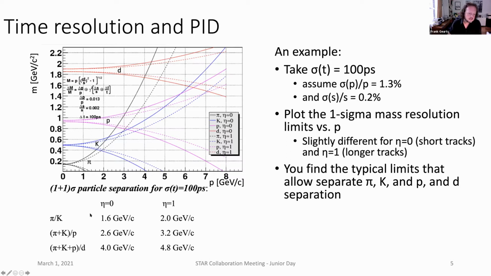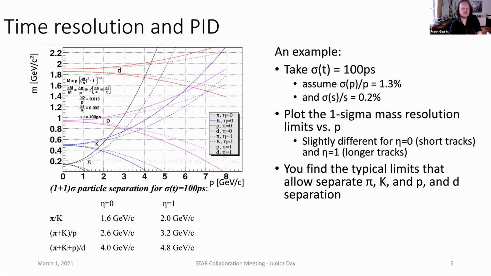So here you can see that the pion-kaon separation, at least at a 1 sigma level, goes up to 1.6 to 2 GeV, depending on the length of the tracks. And the protons can still be separated out to somewhere between 2.6 and 3.2, again depending on the length of the track. And this is for the example of 100 picoseconds.